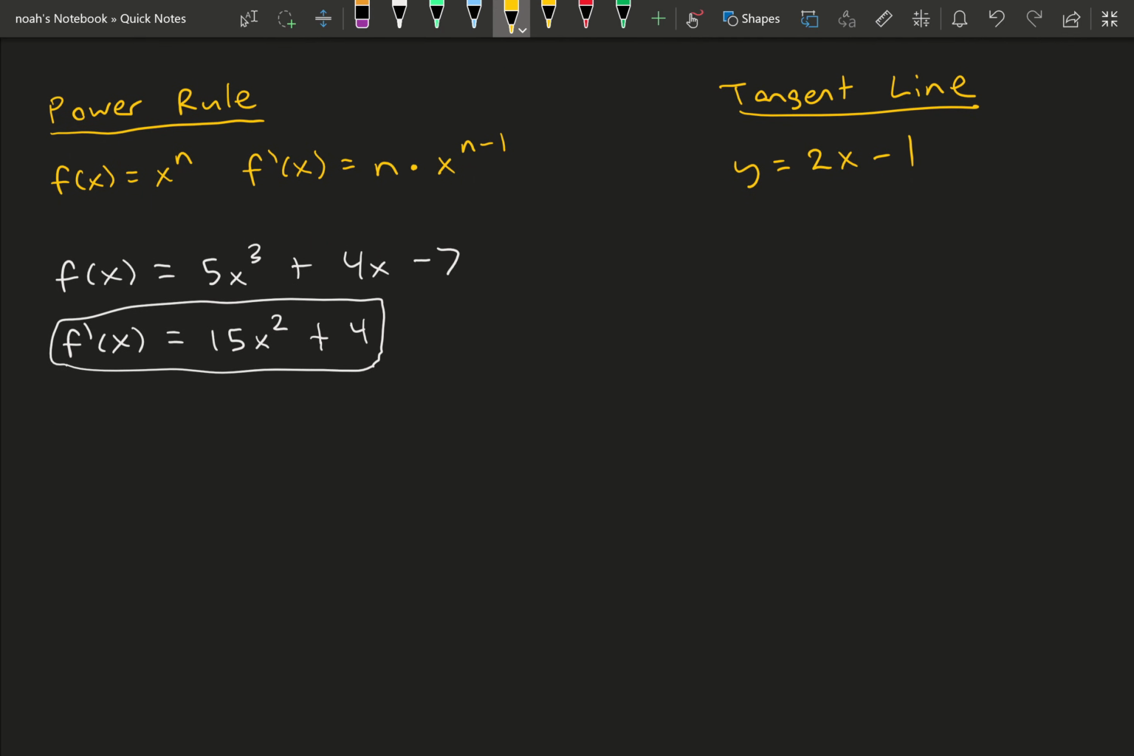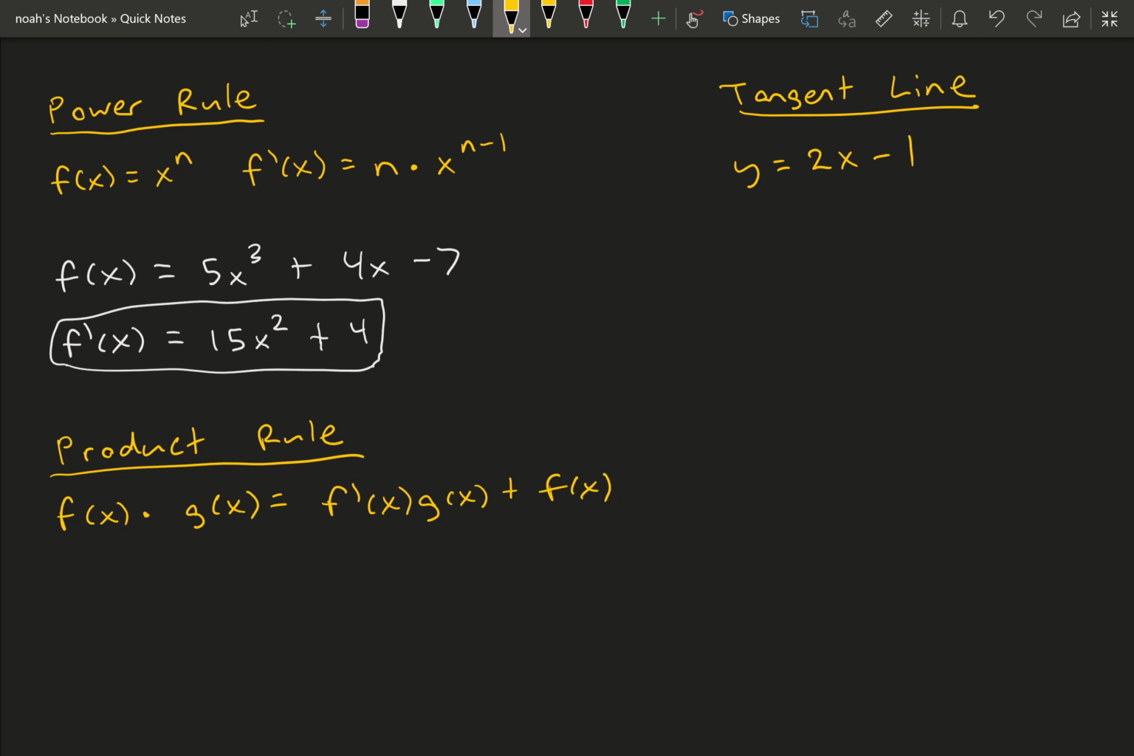Some other rules we have is something called the product rule, which is this formula right here. If you have two functions, say f of x and g of x, well, the derivative of this product is going to be f prime of x times g of x plus f of x g prime of x.